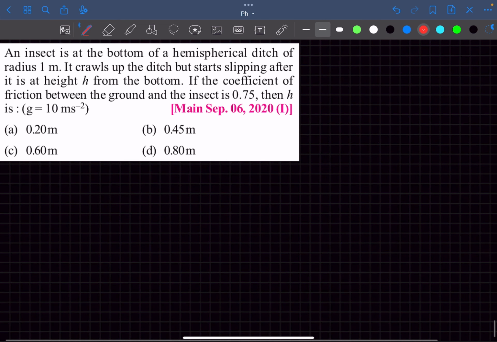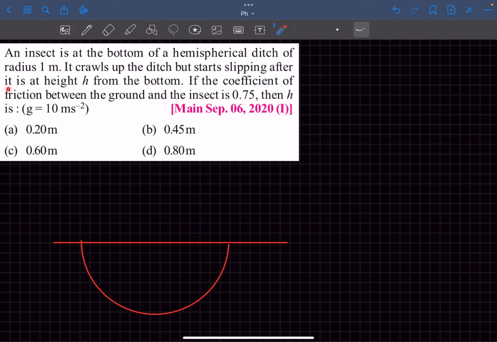So we have an insect that is at the bottom of a hemispherical ditch. It crawls up the ditch but starts slipping after it is at a height h from the bottom. If the coefficient of friction between the ground and the insect is 0.75, then the height h is.